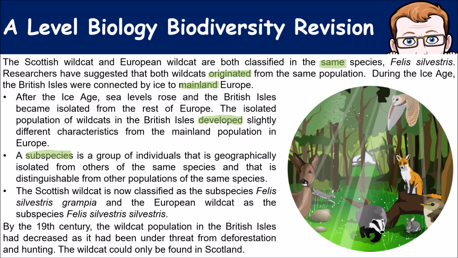A subspecies is a group of individuals that is geographically isolated from the others of the same species and that are distinguishable, so you can tell the difference, from other populations of that same species. So the Scottish wildcat is now classified as a subspecies. By the 19th century, the wildcat population in the British Isles had decreased, etc. So we've got quite a lot of information to go through, but it's really important that when you've got that amount of information, you read through it properly.